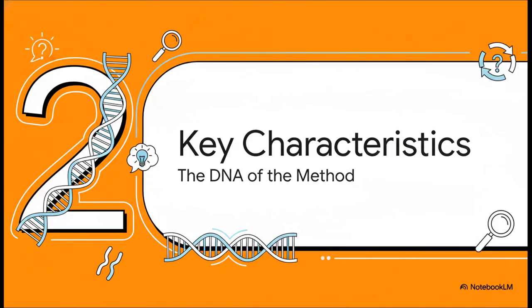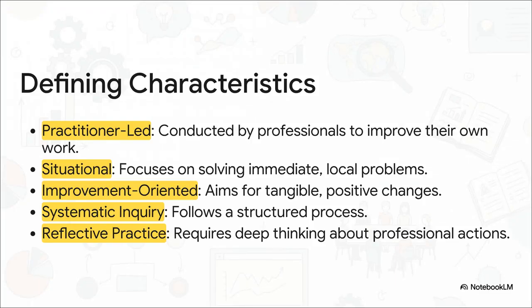Okay, so we've got the cycle down. But what are the specific characteristics, kind of like the DNA of the method, that really define something as action research? Let's dive a little deeper into that. What's so great about these characteristics is they show you just how down-to-earth this whole thing is. First, it's practitioner-led. That means you are the one doing it, not some researcher in an ivory tower. It's situational and specific, focused on solving the immediate problems right in front of you. And it's always improvement-oriented. The goal is to make things better. It's not just random trial and error either. It's a systematic inquiry that requires you to be really reflective. This is research for the real world.